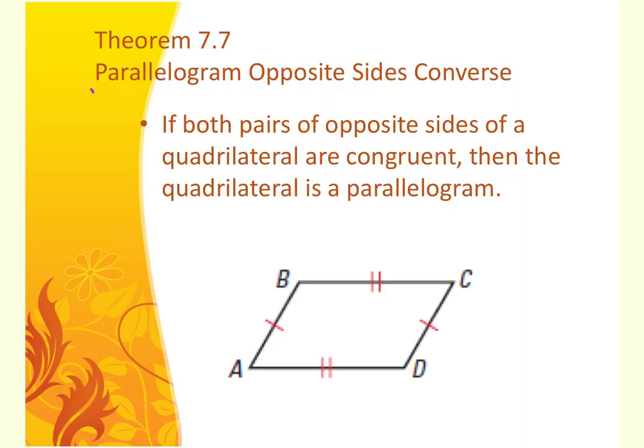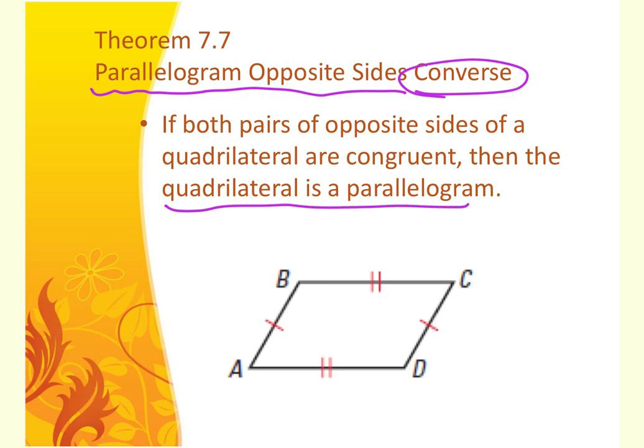So the first theorem is the parallelogram opposite sides converse. Again, we're doing the converse because we're flip-flopping. If both pairs of opposite sides of a quadrilateral are congruent, then the quadrilateral is a parallelogram. We'll notice every time these end, then the quadrilateral is a parallelogram, because that's what we're proving. So if this is congruent to this and this is congruent to this, then I can say ABCD is a parallelogram.